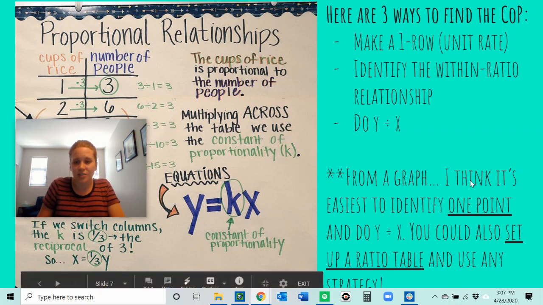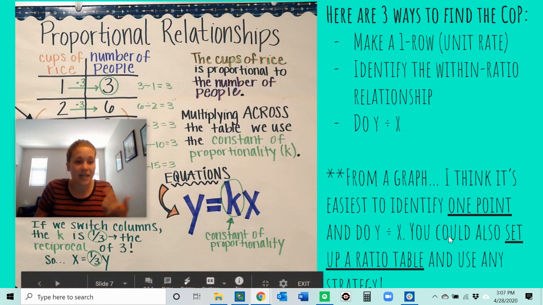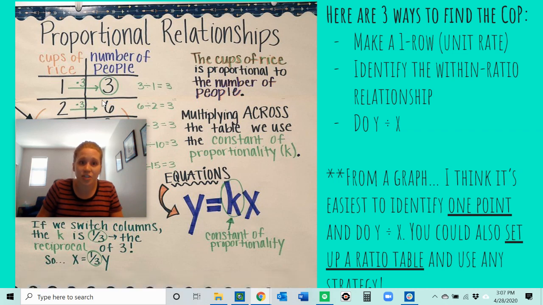From a graph, and I'll show you this in just a second, I think personally that it's easiest to identify one point and do y divided by x to find the COP. If it says, what's the COP? I look for 1 point and I do y divided by x, or my y-axis variable divided by x-axis. Sometimes it's like h and t, and I still do the y-axis divided by x-axis, right? You could also set up your own ratio table and plug in points from the graph and still look for these within ratio relationships, or make a 1 row within that table. All of that works too. It just is a few more steps, but sometimes it can be helpful.